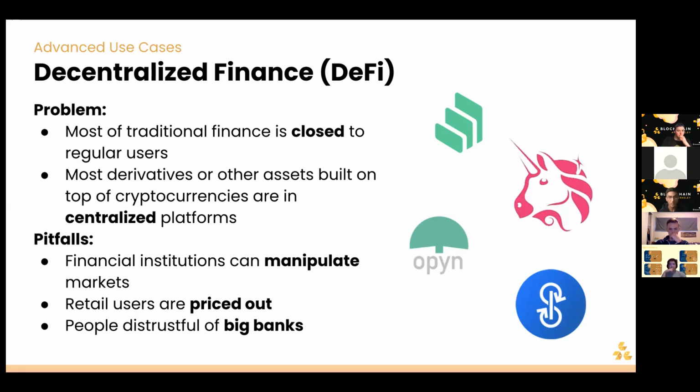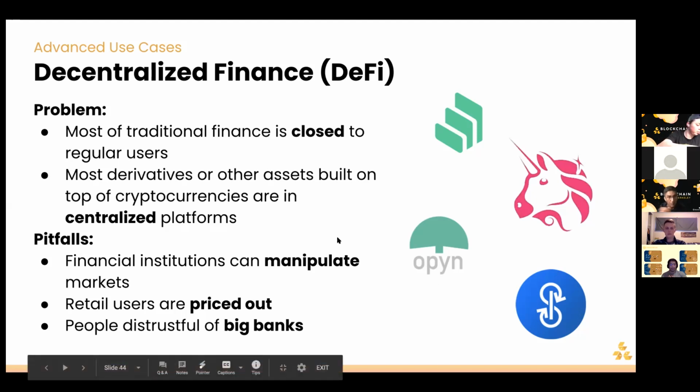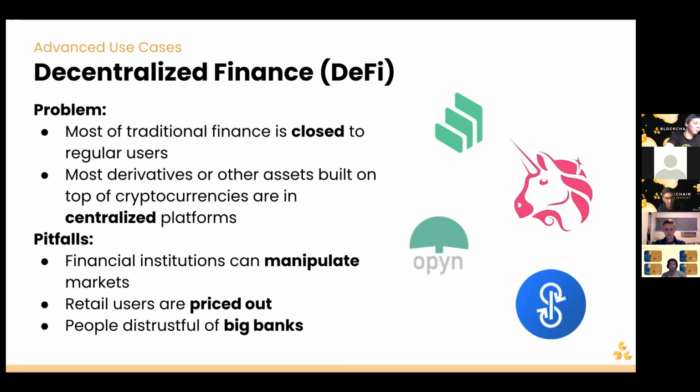So these platforms are not built for the average person to win. They are built for hedge funds and built for institutions to win. And I think that's something the public has become more and more aware of during COVID and during these crazy times that we've just been looking at it more. So they can manipulate markets, which they do. Retail users are literally priced out, and it gives power to the big banks.